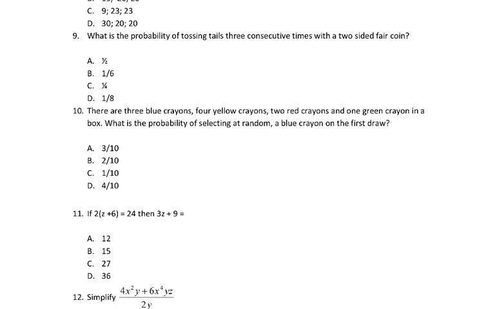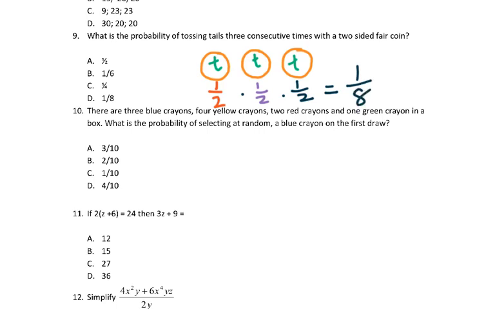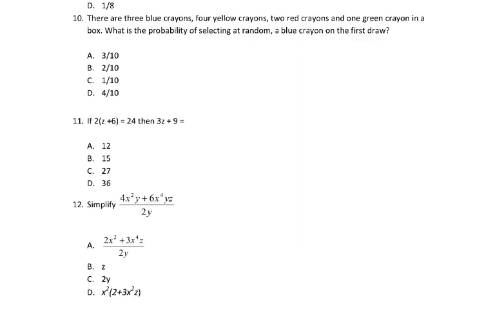What's the probability of tossing tails 3 consecutive times with a two-sided fair coin? First of all, the probability of tossing tails with a two-sided fair coin will be 1/2. Since it will be 3 consecutive times, that means I have another 1/2 and then another 1/2. Then I do the multiplication. You will get 1/8. That's the probability. Now let's go to number 10.